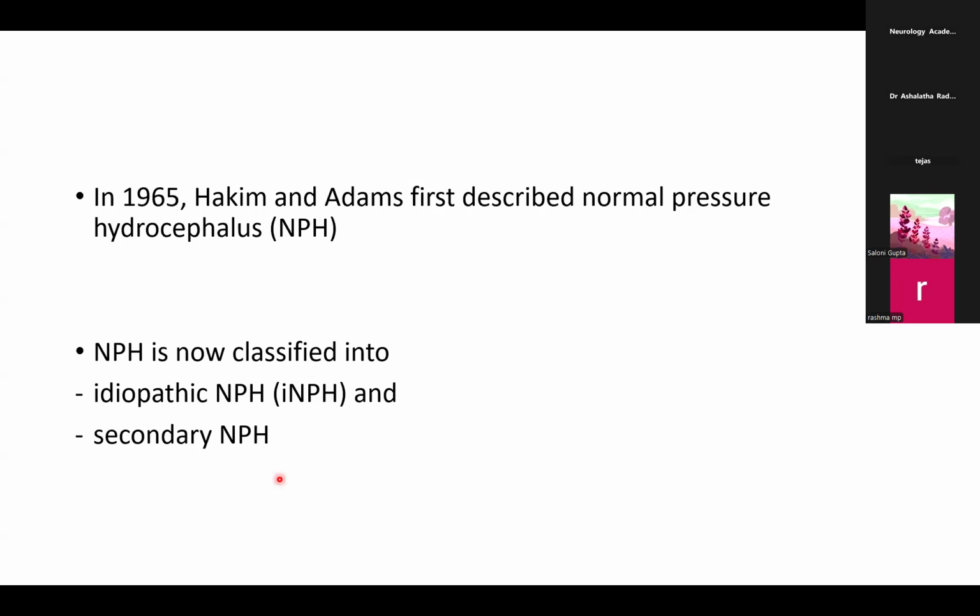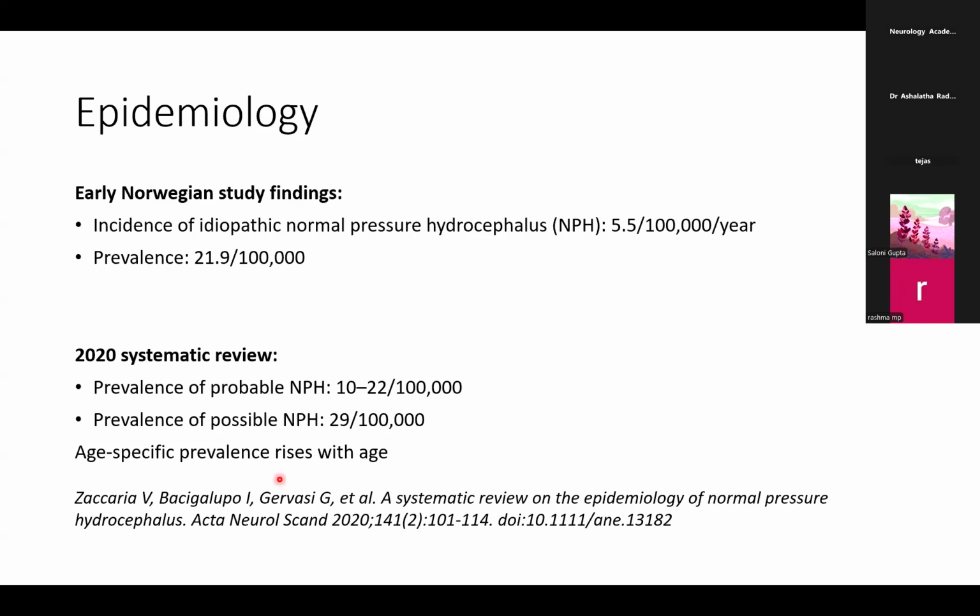Secondary NPH is generally due to other causes like subarachnoid hemorrhage, meningitis, infections, and trauma-related obstruction. Coming to the epidemiology of the disease, in the early Norwegian studies, in which NPH was first studied, the incidence was found to be 5.5 per 1 lakh population per year, and the prevalence 21 per 1 lakh population.